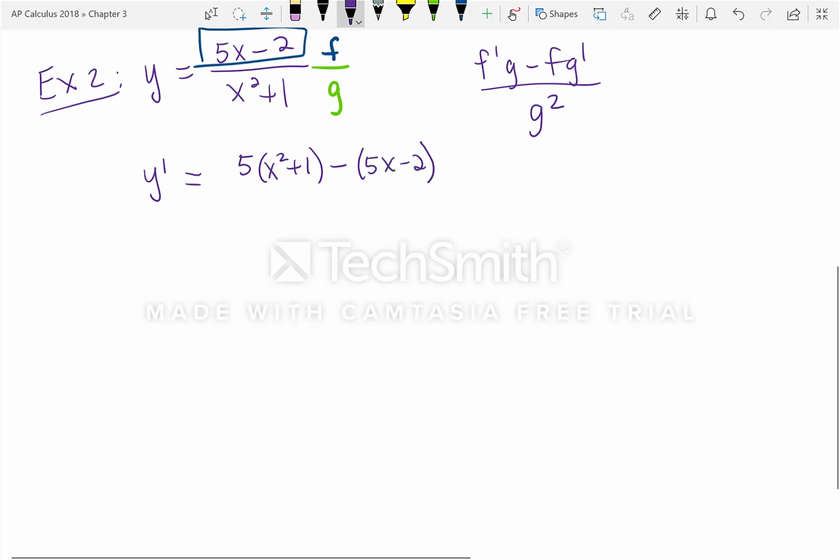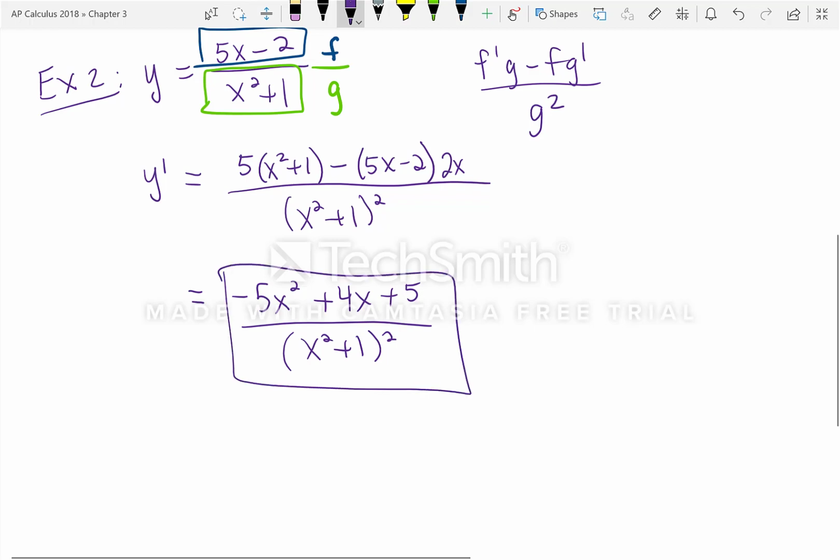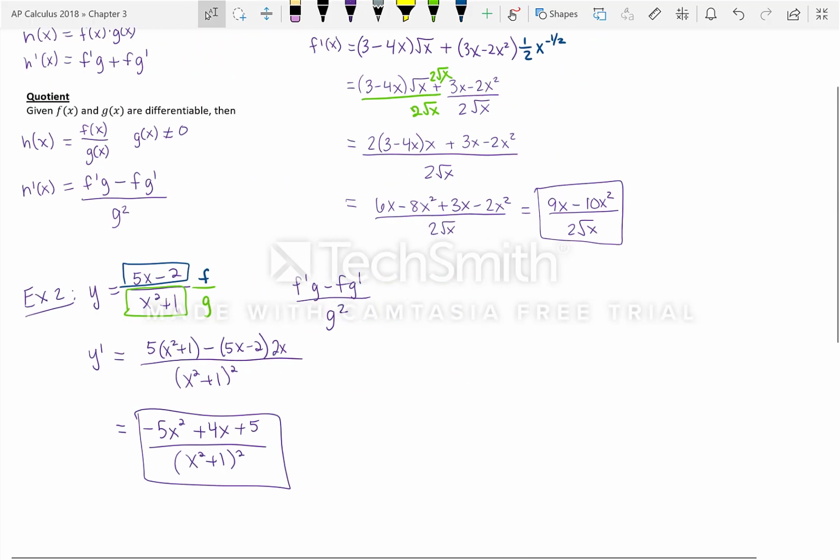Subtract f, g prime, just take the derivative of the denominator. Using power rule, we get 2x all over g squared, so x squared plus 1 quantity squared. Okay, so we just have to clean this up and simplify, and you end up with negative 5x squared plus 4x plus 5 all over x squared plus 1 squared.